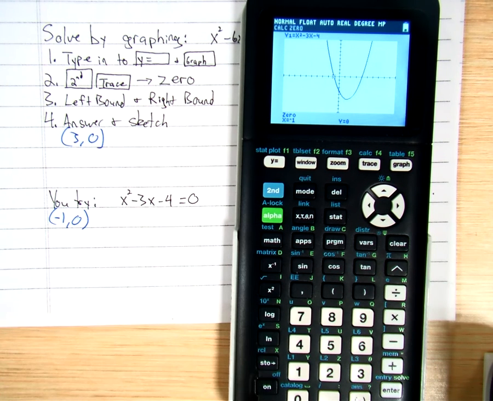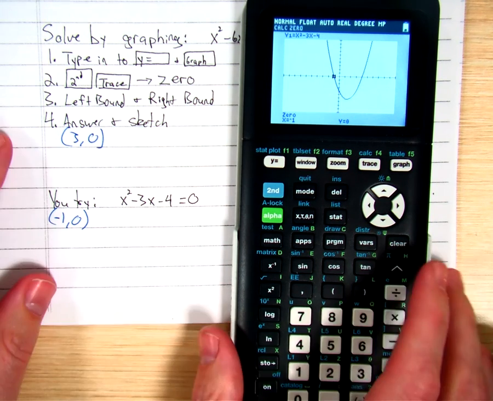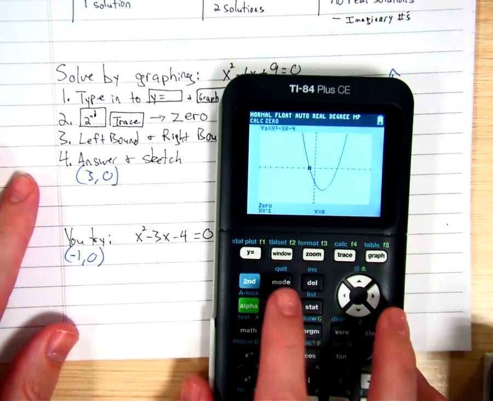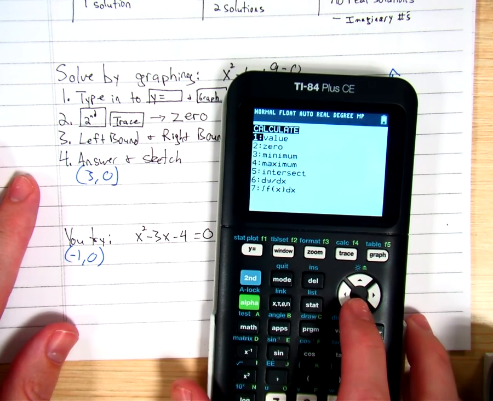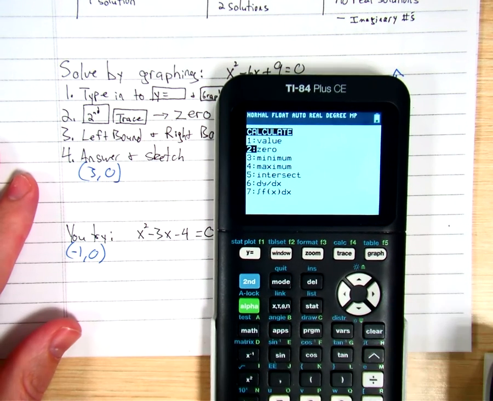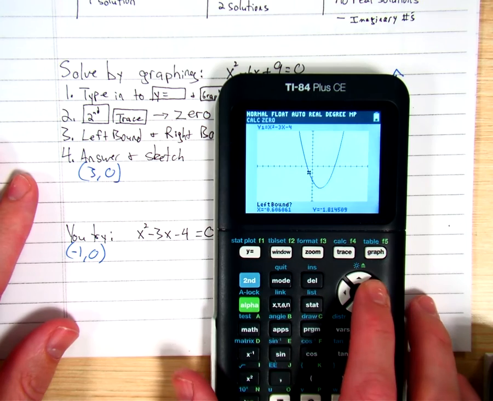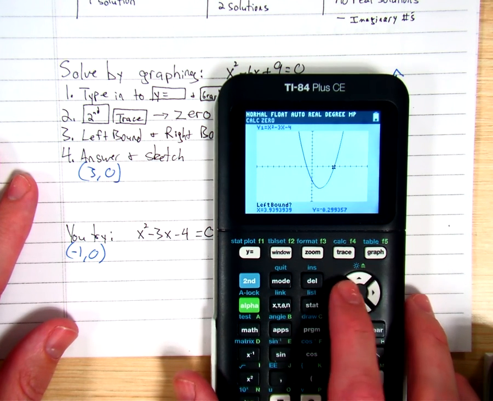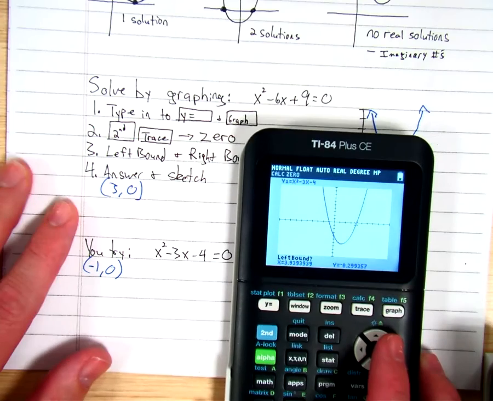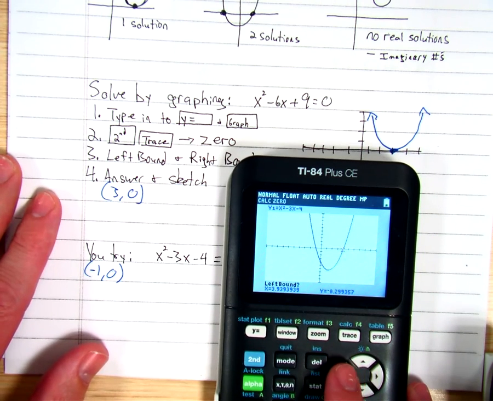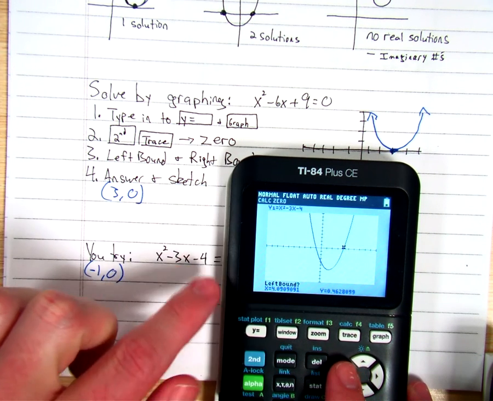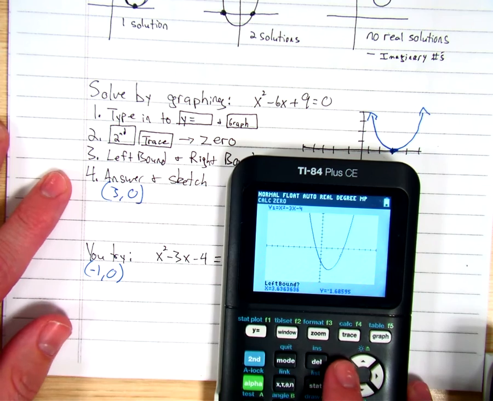If you're feeling more confident and you're ready to try it on your own, push pause and go for the second one on your own. Okay? Here we go. Let's go second, trace. We're doing zeros. And we're going to go over to the other side. Left bound. We're going to get as close as we can. Left bound. We're going to go left, left, left, left. Enter.